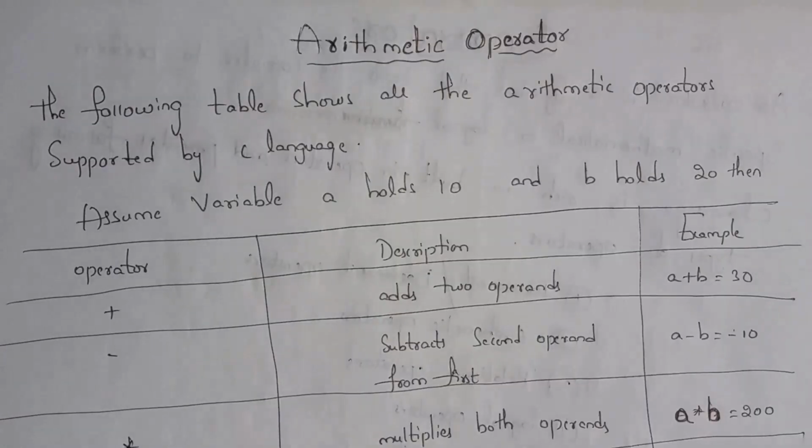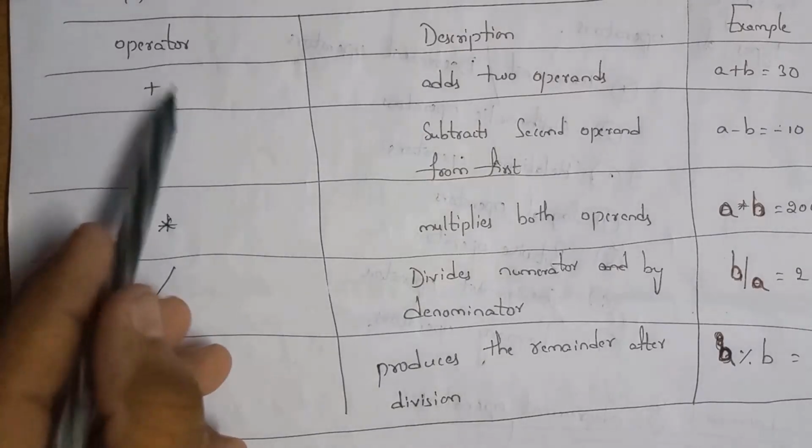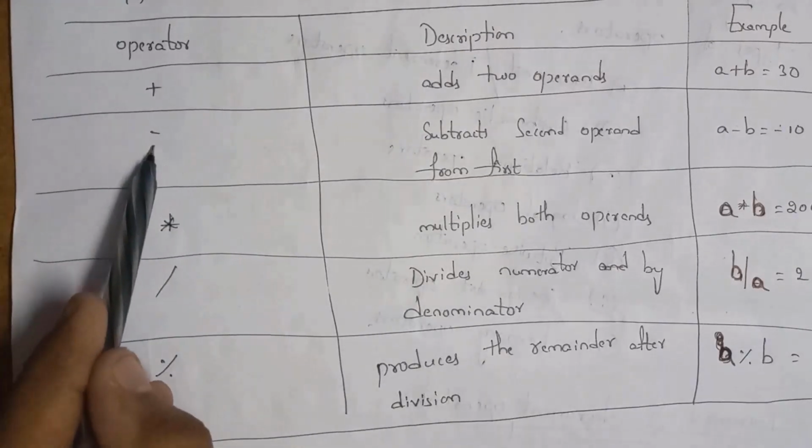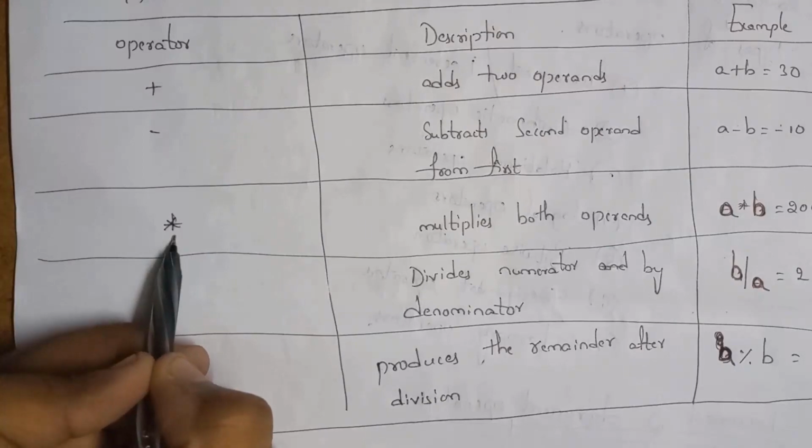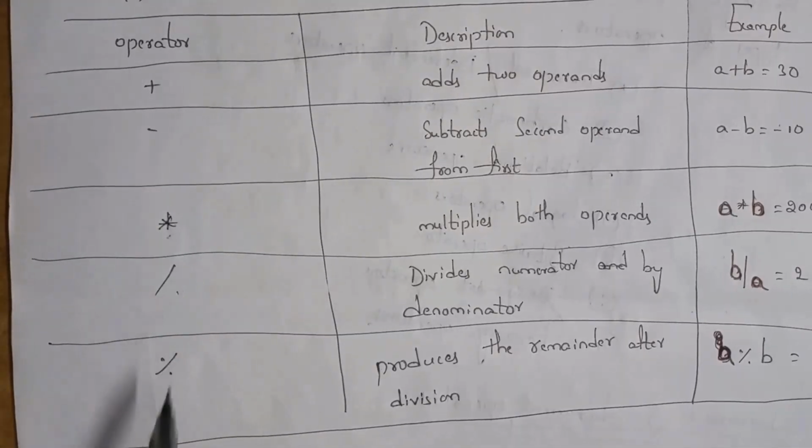Next I will explain arithmetic operators. Arithmetic operators are used to perform arithmetic calculations, for example addition, multiplication, subtraction. Totally there are 5 arithmetic operators. Of those, the first one is addition, for which we use the symbol plus, and next subtraction, for which we use the symbol minus, and next the symbol for multiplication, which we call asterisk, next division, and the last one is modulus.